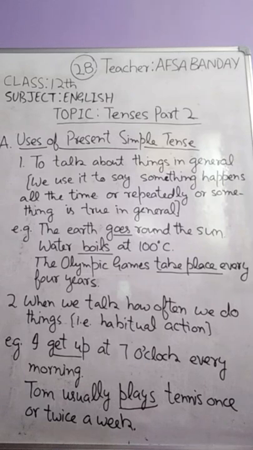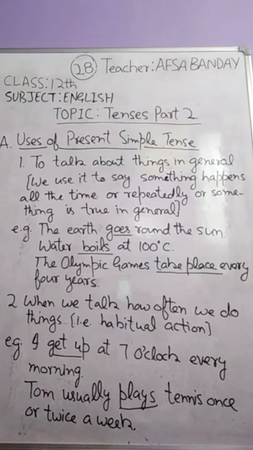That means we use it to say something happens all the time or repeatedly, or something is true in general. It's not necessary that we are thinking only about now, but we say it when something is true in general. For example, we say the earth goes round the sun. So we have used present simple form. Water boils at 100 degrees centigrade. No doubt it's not boiling at the time of speaking, but we say it because it's a general truth. Or the Olympic Games take place every 4 years.